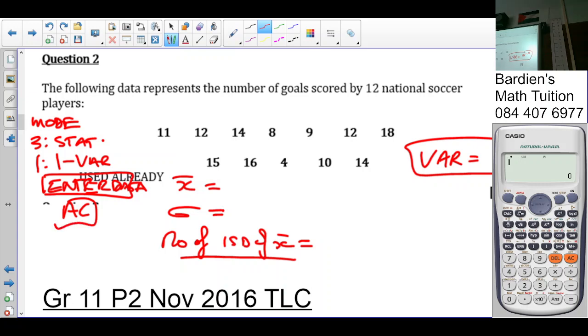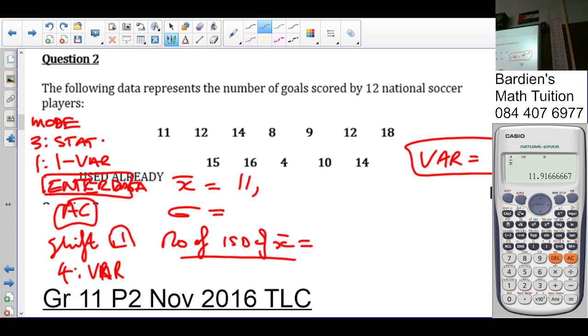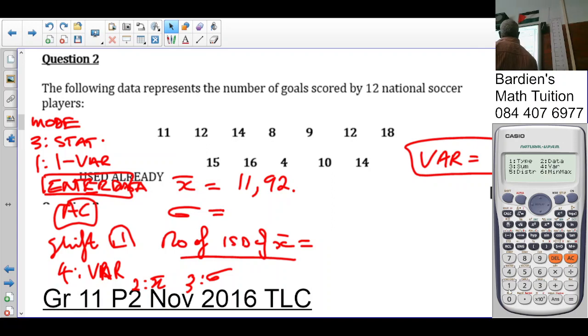Okay, press AC, all clear. Then shift, number 1, 4 for variance, 2 for mean. So your mean is 11.92. Just check if that's correct. Yes. So you press 2 for mean or 3 for standard deviation. If we shift 4 for variance, 3 for standard deviation, it is 3.68.